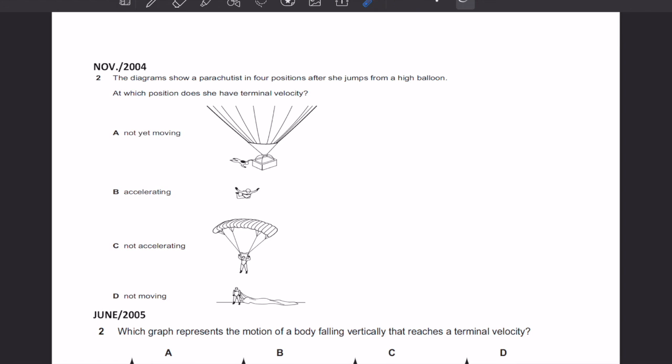Let's have a look at some of the past paper questions. It says the diagram shows a parachutist in 4 different positions as she jumps from a high balloon. At which point does she have a terminal velocity? Not yet moving, of course it doesn't have terminal velocity. Accelerating is not terminal velocity because terminal velocity is when it's moving with constant velocity, which is happening in option C. Not accelerating means constant velocity, and hence that must be the terminal velocity.